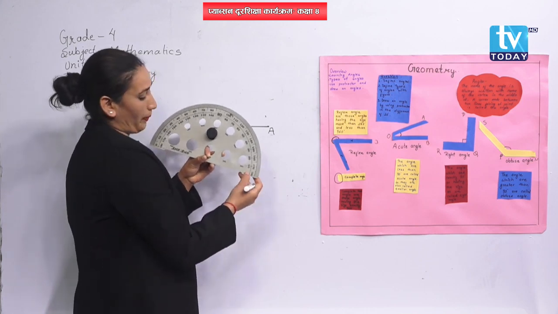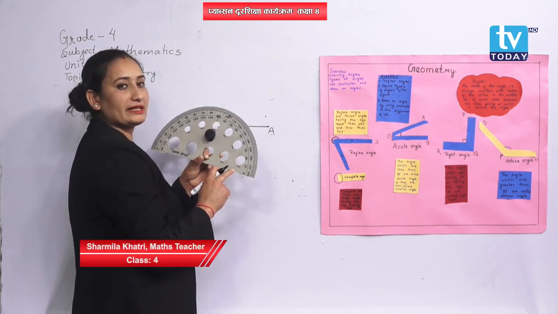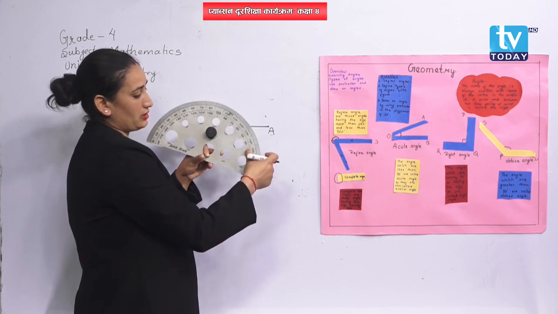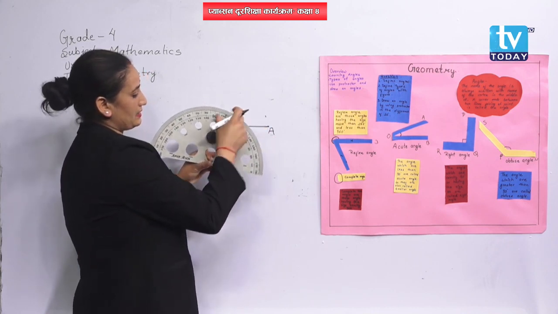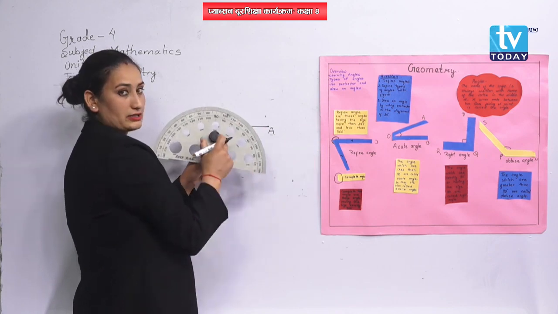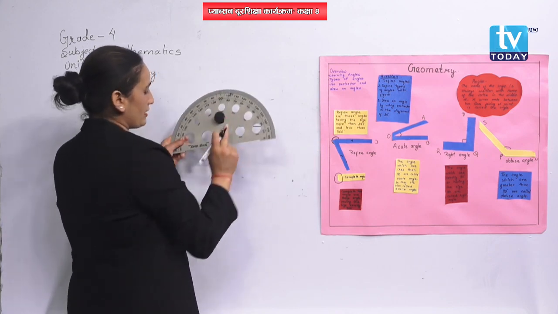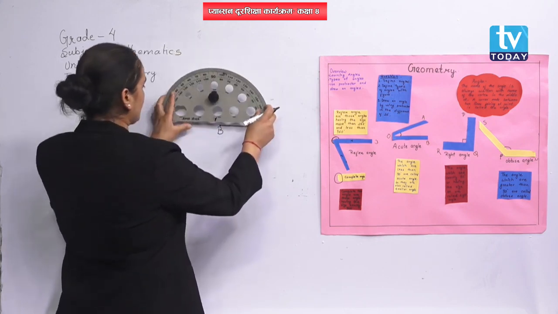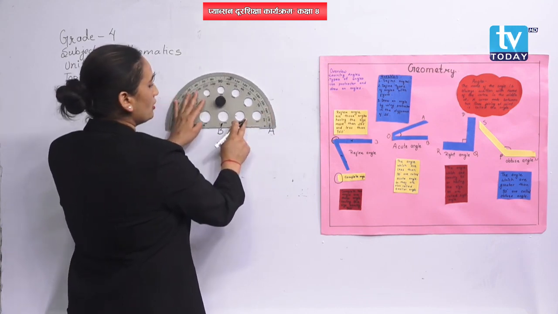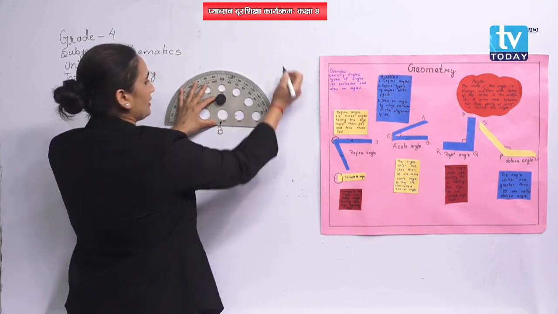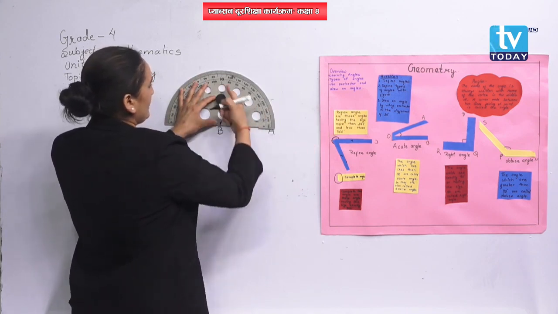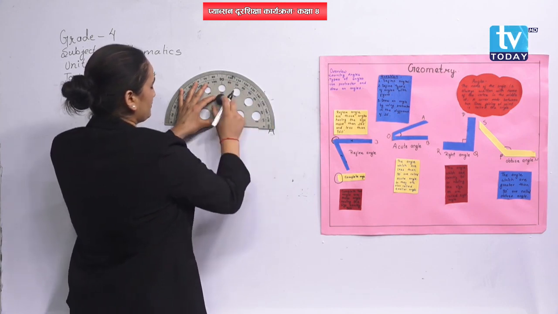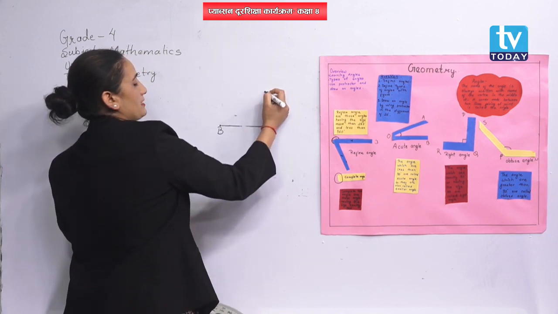Right now we are using the inner scale. The inner scale starts from 0, 10, 20, 30, 40, 50, 60, 70, 80, 90, 100, from the right side. Can you see here? Okay, so put this arrow point, the middle point, over point B, just like this. I need to draw an acute angle. If I want to make an acute angle, it's less than 90 degrees. Any I can draw, okay? So I'm going to do 40 degrees. I have plotted a point at 40.